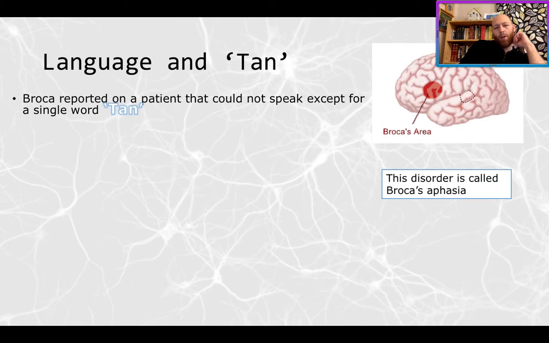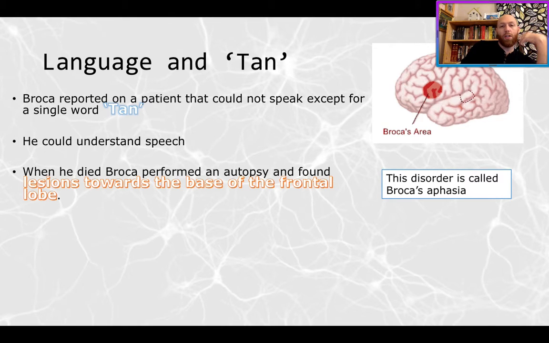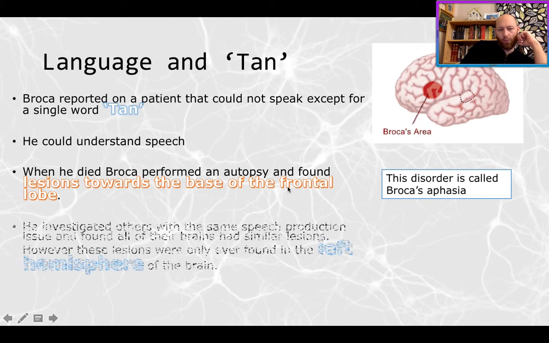So, Paul Broca investigated a patient called Tan. Tan could understand speech but could not produce anything. The only word he could say was "tan", which is where he gets the name. When he died, Broca performed an autopsy, a post-mortem examination, and found lesions towards the base of the frontal lobe.